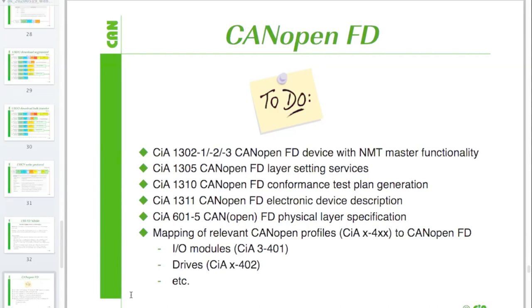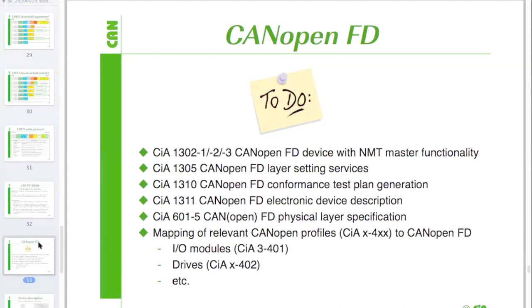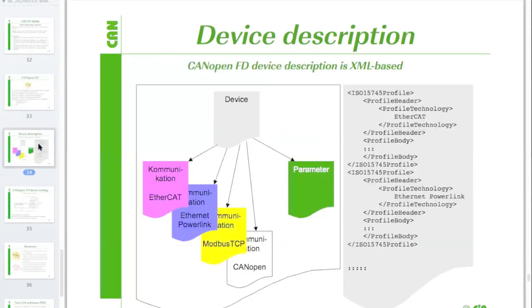And finally, you would like to design your device and would like to know how to describe the device information. And you would like to test the device. For this reason, we are developing currently CANopen FD electronic device description and conformance testing. So, a few words about this. The CANopen FD device description is actually XML. It will not be text-based like the EDS one. It is XML-based. We are close to finalizing it, probably in the next few months we release the first version of it. You are welcome to check this out.